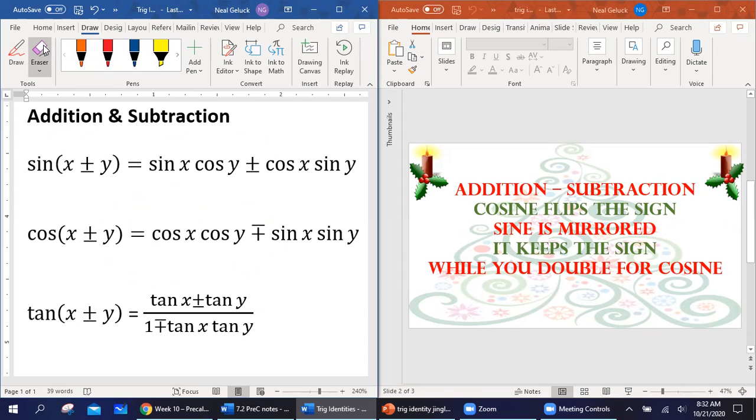Tangent is also here, but I'm not going to have you memorize that one. So you're responsible for sine and cosine on a quiz or exam. Tangent, I will give you if it comes up.